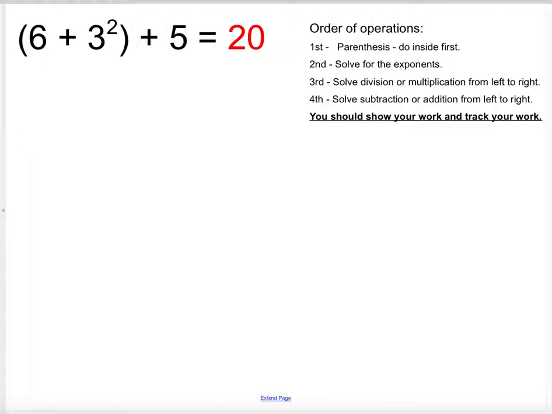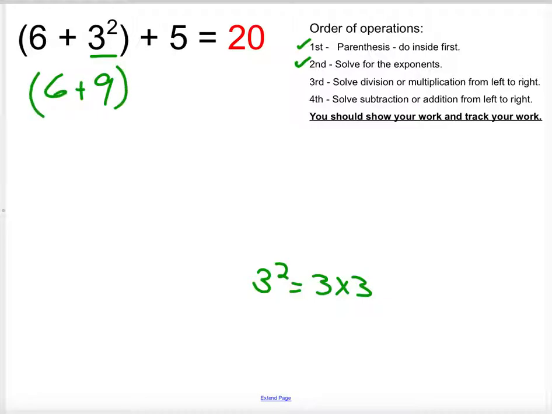Okay, so what we want to do is what's in parentheses first. Well, we have a couple things going on inside here, so we're going to apply these steps inside the parentheses. There's nothing else in there as far as parentheses or brackets, so we can go on to solve for our exponents. Our exponent that we have to solve for is 3 to the second. Remember, 3 to the second is actually 3 times 3, which is 9. So now we have 6 plus 9 plus 5. Okay? We are still on the first step of solving inside the parentheses. 6 plus 9 is 15.